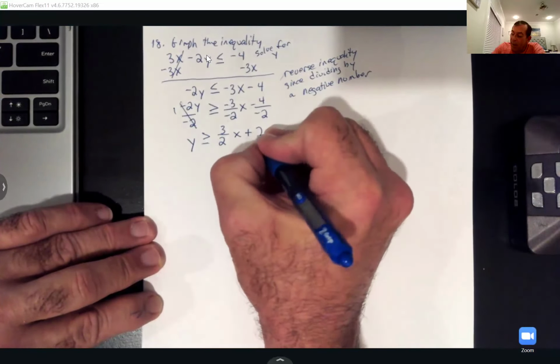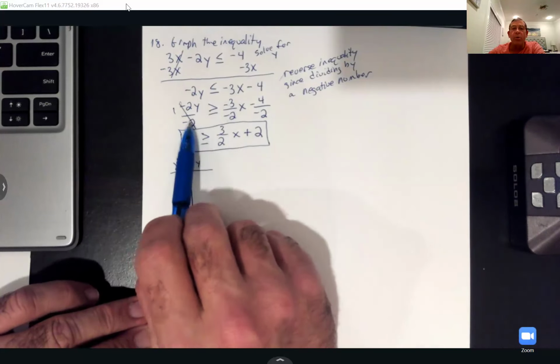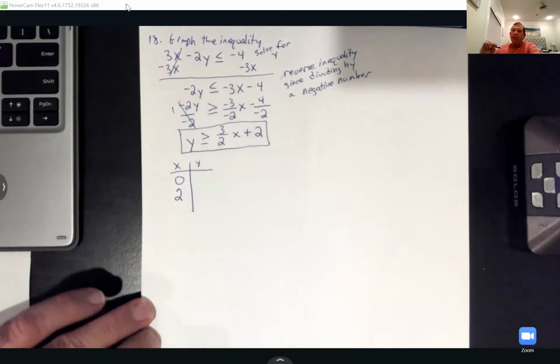All right, so I'm going to use two numbers. I'm going to use 0 for sure. And since I've got a fraction here, I'm going to use 2 for my second one. So let me see what's happening on my chat. So Vidi, yes, only when dividing by a negative. If this would have been a positive 2y and we divided by positive 2, we would have left that the same, okay? We wouldn't have reversed it dividing by positive numbers.